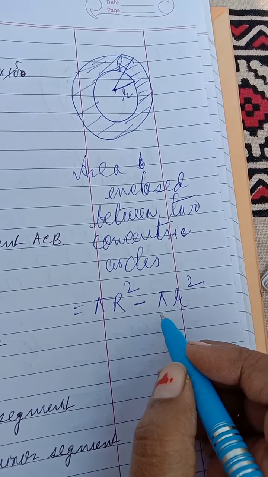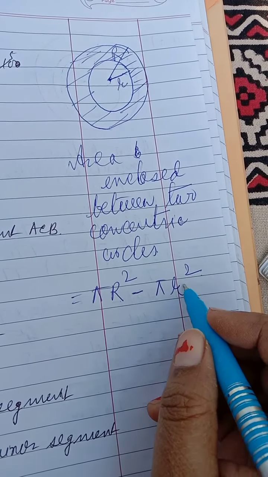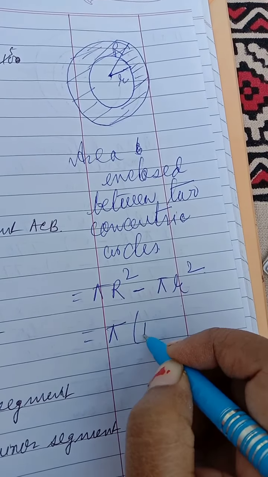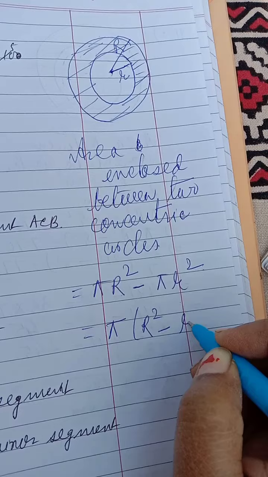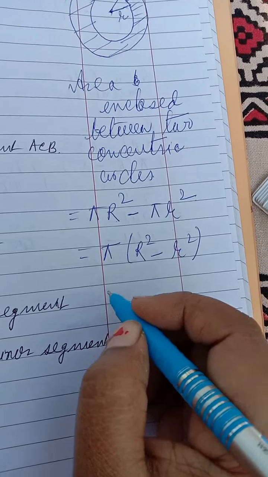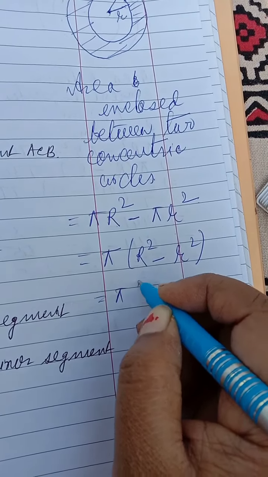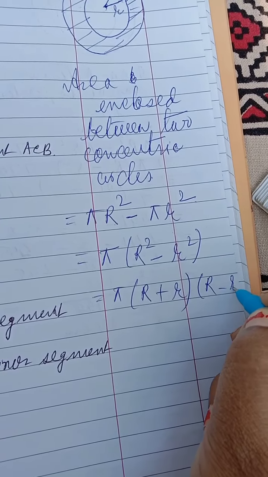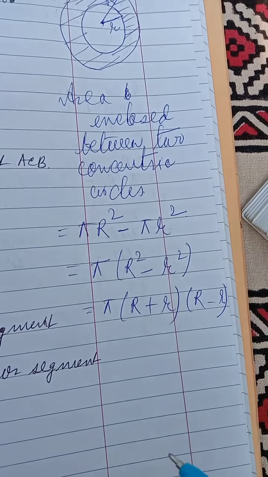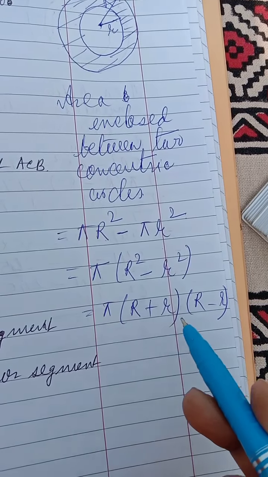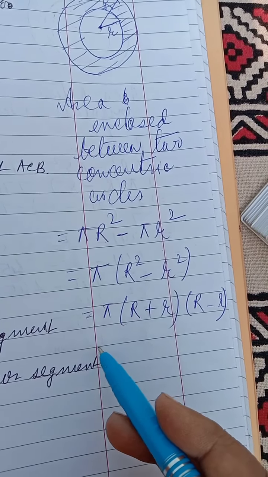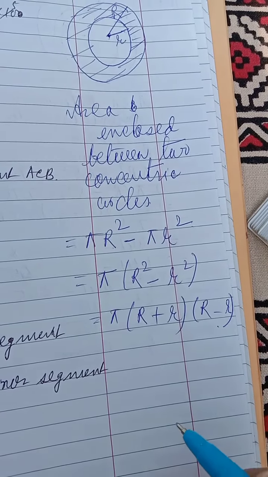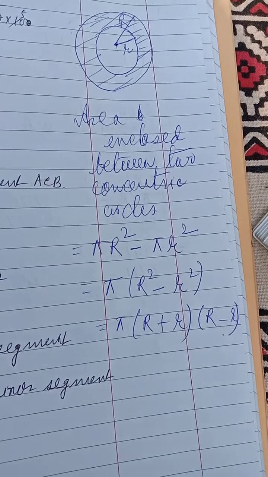So pi R square minus pi small r square. This can be simplified. If you take pi common, it will become pi (R square minus r square). And this can also be written as pi (R plus r)(R minus r), based on the formula a square minus b square equals (a plus b) into (a minus b).